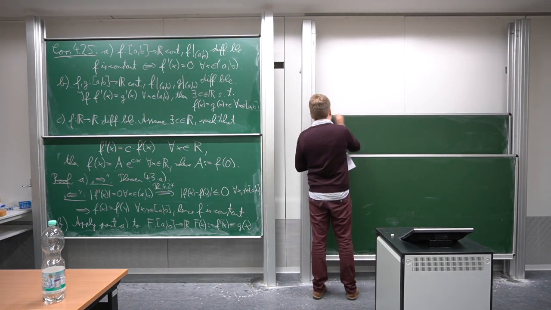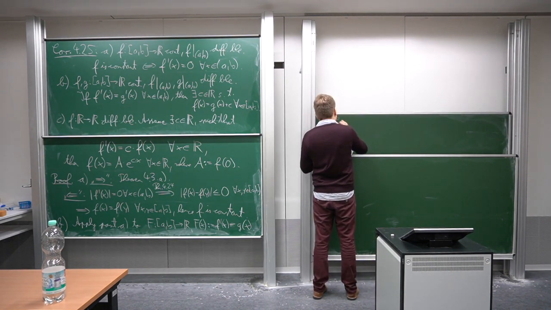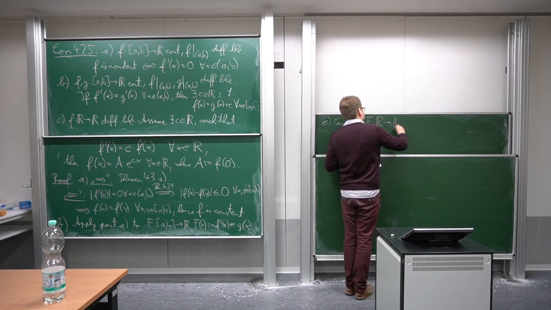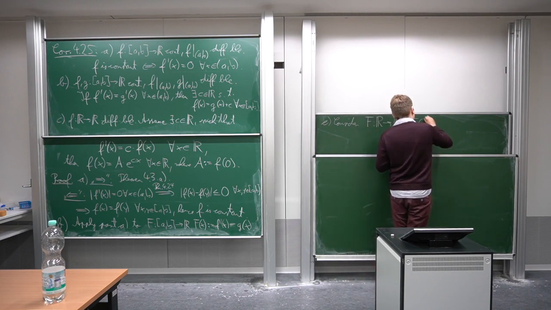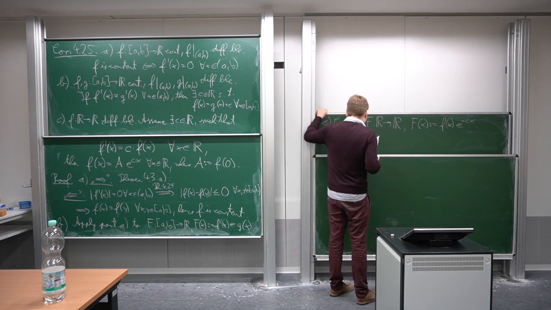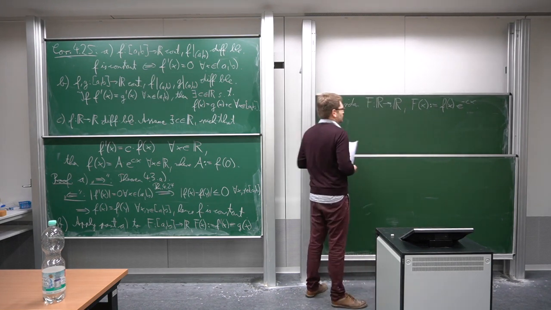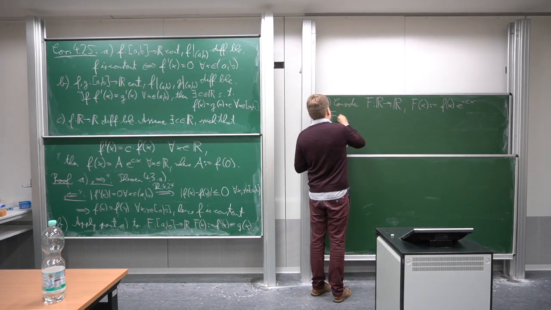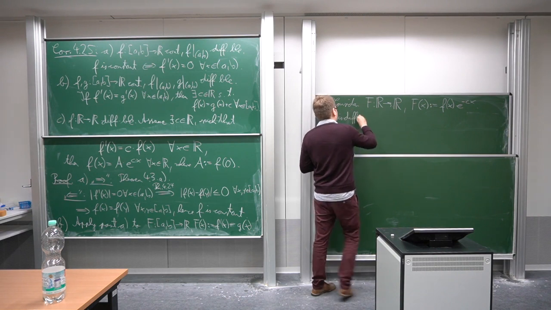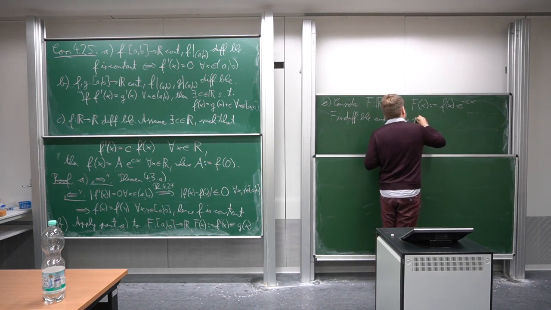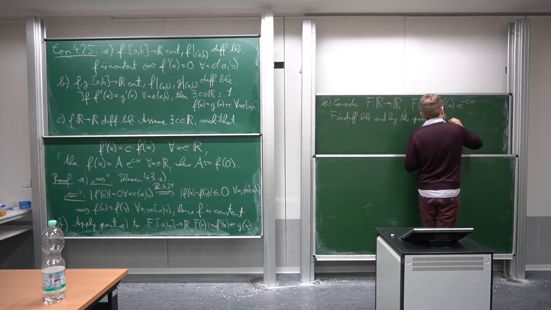We also consider a function with whose help we will solve this. We consider the function capital F going from R to R, and this time we define capital F of x as small f of x times e to the minus cx. Okay, what's this good for? We know that f is differentiable by assumption, e to the minus cx is also differentiable as we've seen, so capital F is again differentiable, and by the product rule we can compute the derivative.